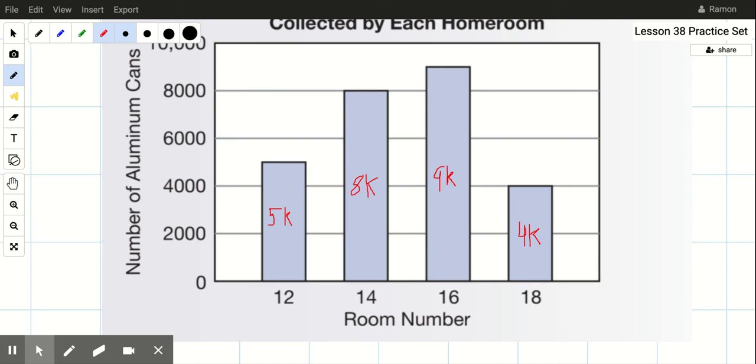We were able to identify the value of each bar by just looking at the left-hand side here. Again, these numbers at the bottom are not it. These just tell us the individual groups that they belong to. It doesn't mean that there's 12 students here or 14 there or what have you.